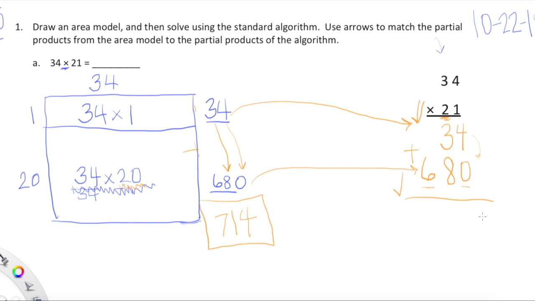Let's see if that's what we end up with over here in our standard algorithm. 4 plus 0 is 4. 3 plus 8 is 11. Great! We have 714 here and here. Very cool, huh guys? Let's get another area model with our standard algorithm matching up.